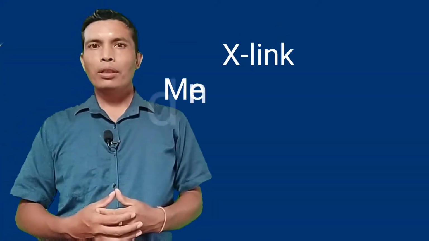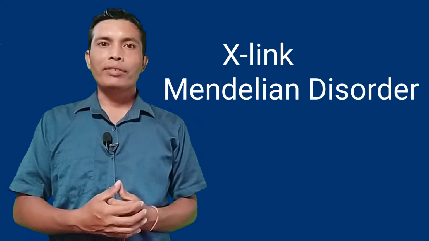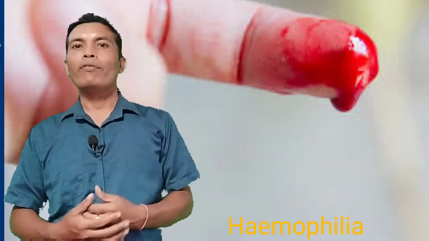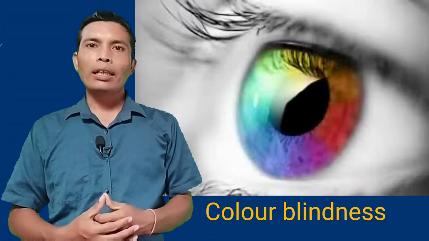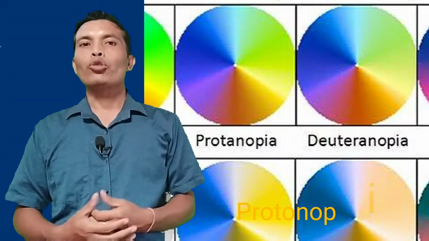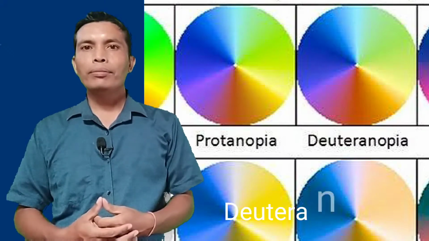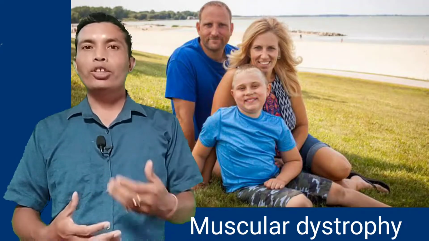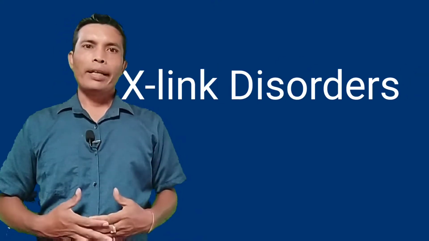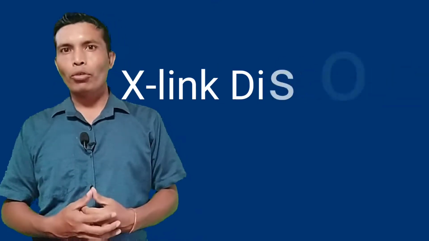Now X-linked. Let us know some examples of recessive X-linked Mendelian disorders: hemophilia, red-green color blindness, protanopia, tritanopia, deuteranopia, muscular dystrophy. Now let us study about some X-linked disorders.